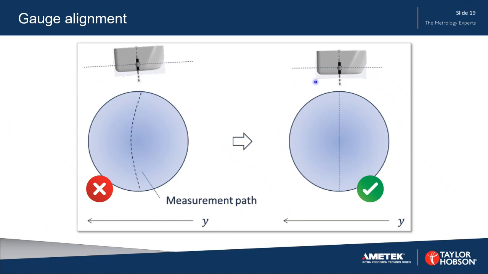On the right-hand side, we've resolved this by aligning the gauge using the special calibration routine. And now we're certain that we're measuring right over the crest and all the way correctly around this ball. And that really is critical. And again, the smaller the part we're measuring for, the more critical that is. And that will seriously affect the reliability and the accuracy of diameter measurements.